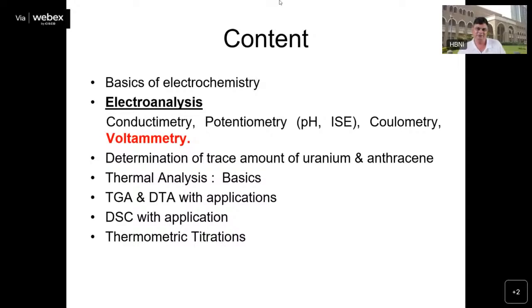And in some detail, because uranium and anthracene are an inorganic species and an organic species, we will also discuss today how to determine uranium and anthracene using the voltammetry technique. And then for thermal analysis, we will discuss the basics, and then TGA, DTA and DSC, and we are going to end up with the thermometric calculations.